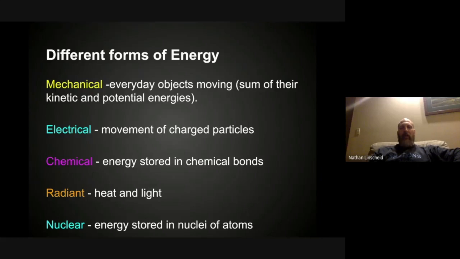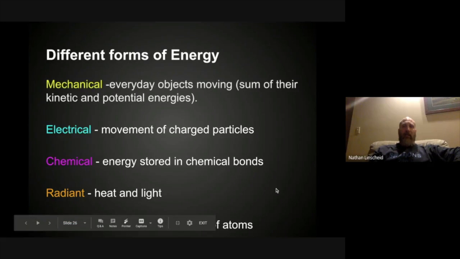And that requires a lot of energy. If you can split the nucleus of an atom, you can release all kinds of energy. In fact, we do use that with nuclear fission reactions in power plants. And we've also witnessed that in the atomic bomb.